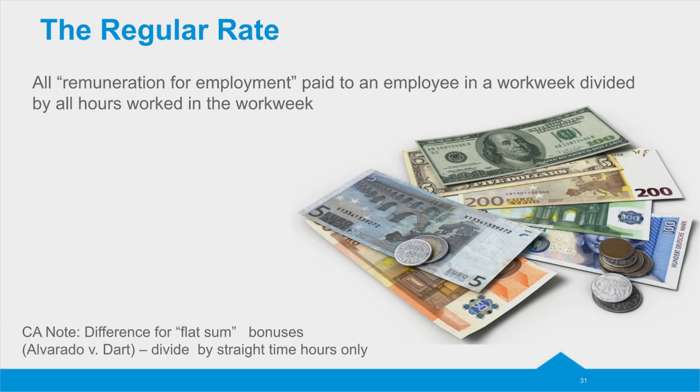In California, if you have compensation that would be considered a flat sum bonus, and if you have questions on what a flat sum bonus is, we can absolutely get you to an expert. But it's an amount that is kind of a set amount, like a safety bonus. You get $100 this month if you meet the safety requirements. That needs to be divided just by the straight time hours only, pursuant to a court case out in California a couple of years ago.